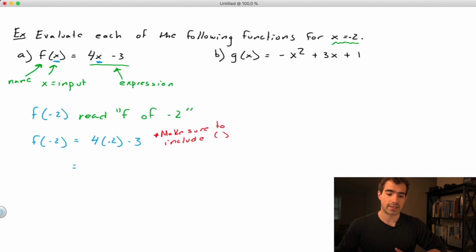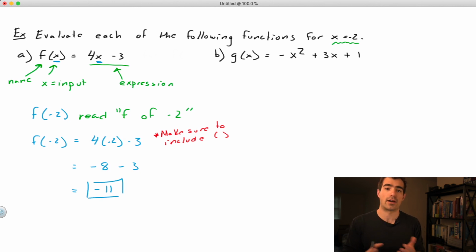Now from here, yes, we've got this nice expression, but of course we have all of these algebraic and arithmetic tools that are going to allow us to evaluate this and actually get some specific value output, right? So we'll use our order of operations to say, well, we've got to multiply this 4 times this -2, and that's going to give us -8. And then we've got to subtract this 3 from this -8, which is going to give us -11.